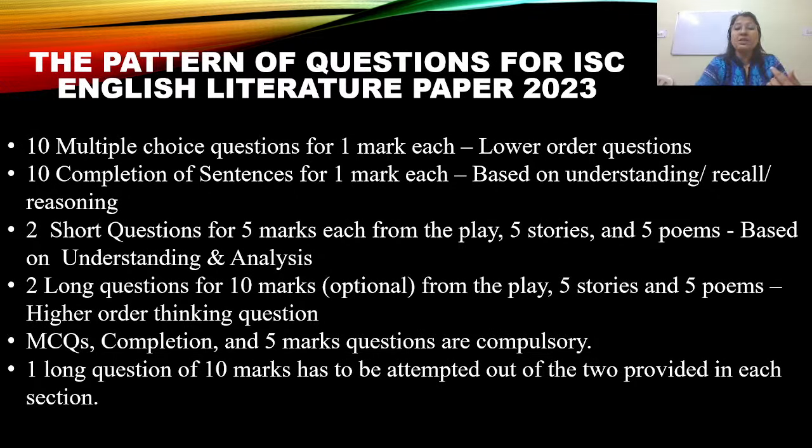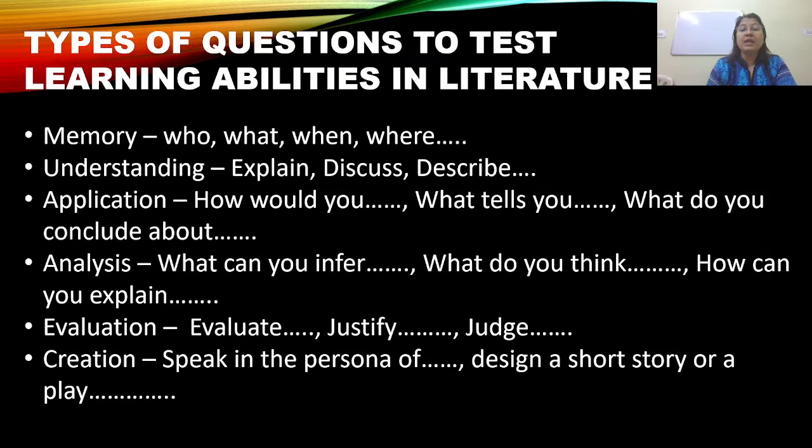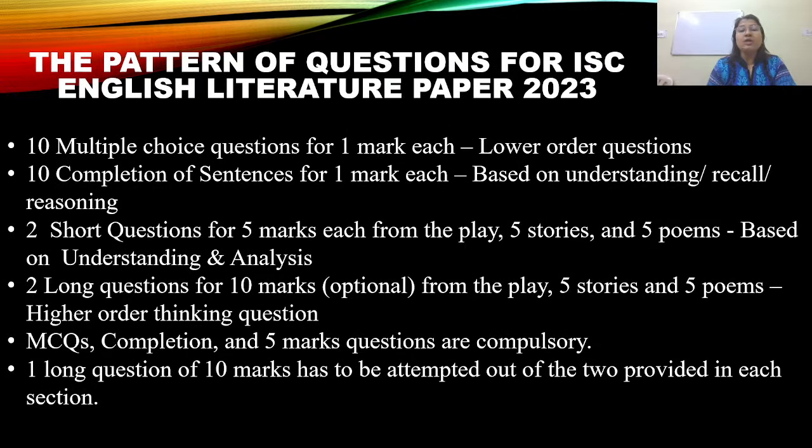See, the one markers, multiple choice questions and completion of sentences, are based on your memory. Please understand, they are based on your memory, because the questions are going to be who, what, when, where, right? So for one markers, you are going to get two types of questions: 10 multiple choice questions and 10 completion of sentences. Now please see, these multiple choice questions are the lower order questions. Lower order questions means you can say the easiest ones. But of course they are memory based.